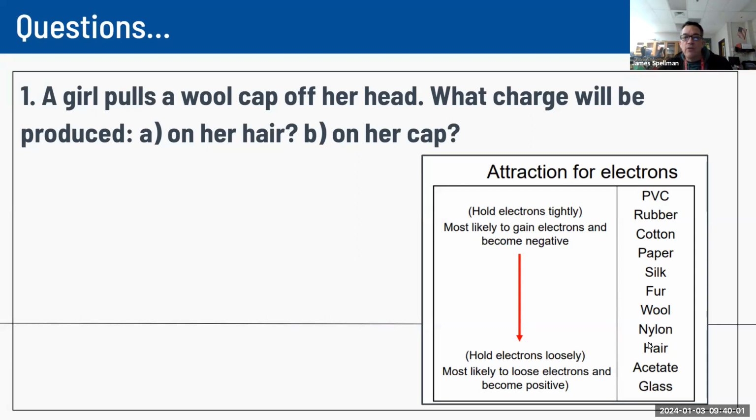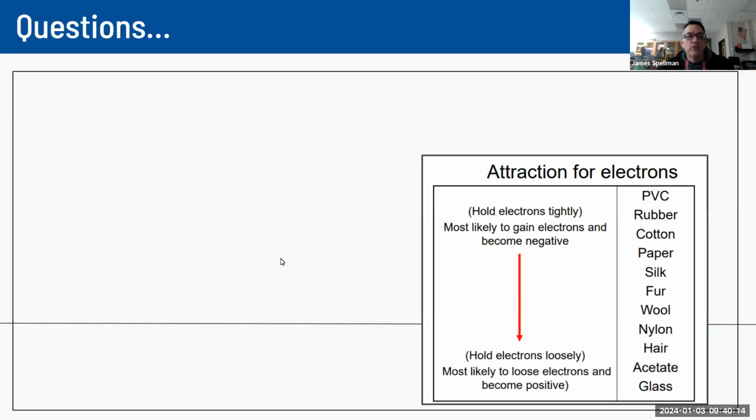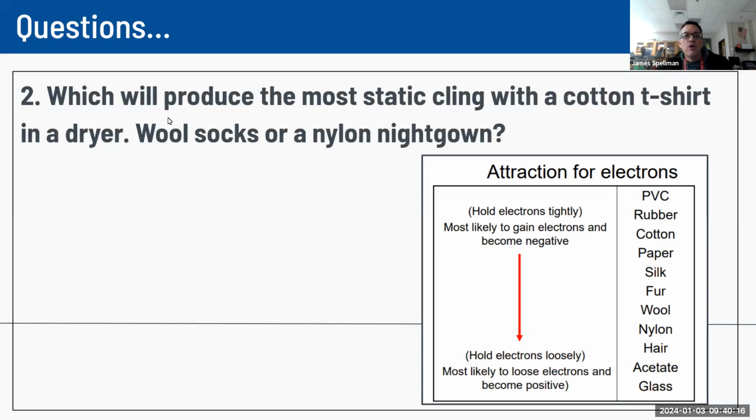So we would expect the hair to become more positive. We would expect the wool to become more negative. And again, they would still attract one another. The wool hat might pull the hair up, but the wool is the one with more electrons. Which will produce the most static cling with a cotton t-shirt, wool or nylon?